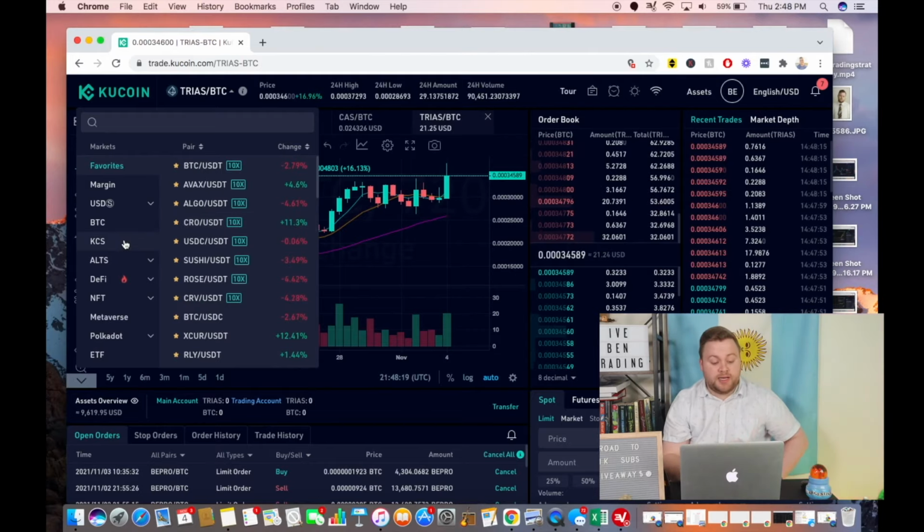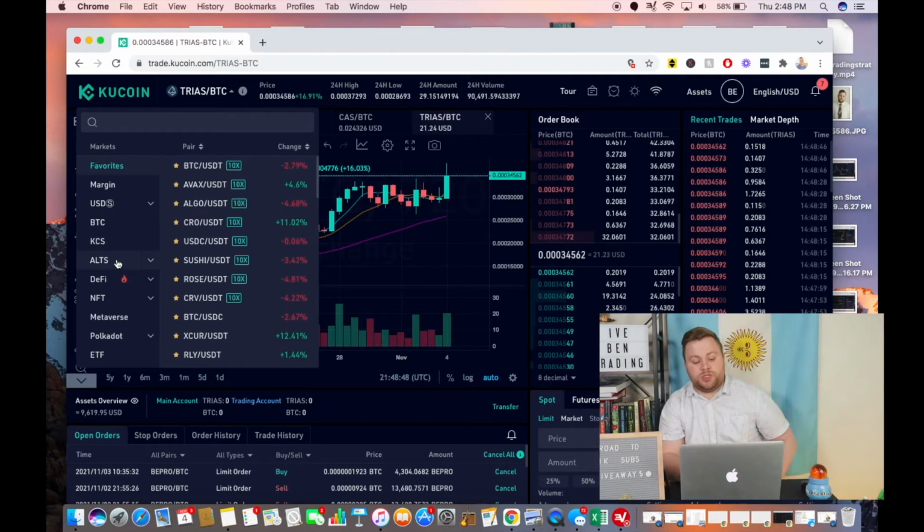Next we have KCS, which is the exchange token for Kucoin. Just like CRO and BNB are the coins for their exchanges, KCS is the exchange token for Kucoin. And so they have pairs for that. You can trade against other cryptos.